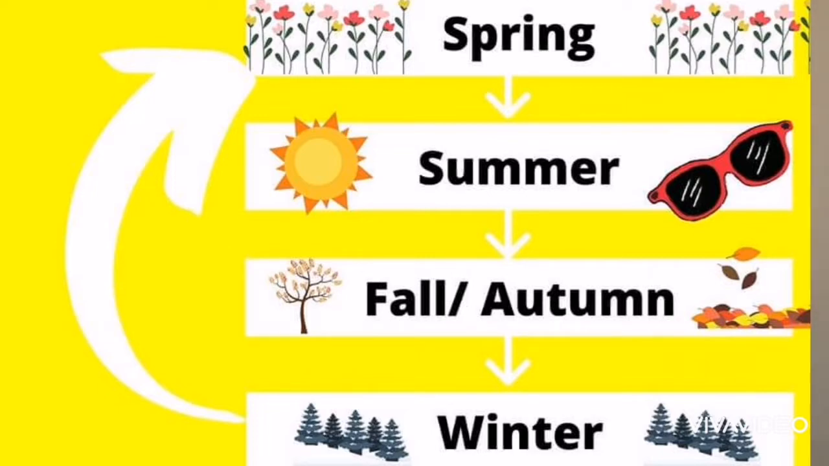And after fall is winter, which is our coldest season, and in many places it snows in the winter. After the winter, it starts to warm up in the spring, and the leaves will come back on the trees, and flowers will bloom, and baby animals will be born. And after spring is summer, which is our hottest season, and then it's fall again. So those are our 4 seasons of the year.